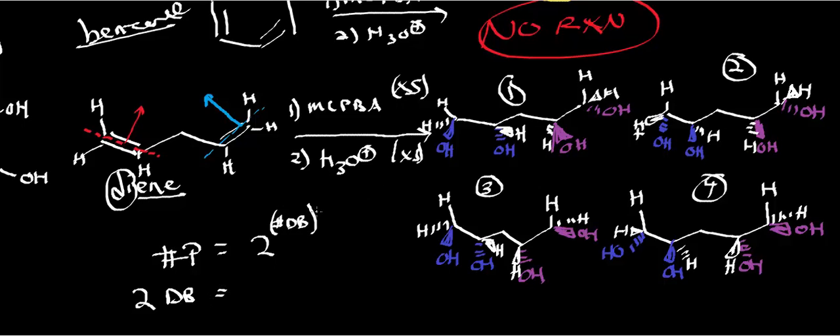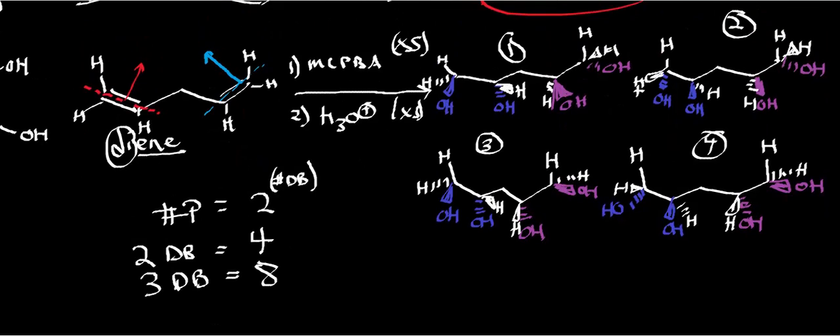So if I were to have 2 double bonds like I have here, how many products? Well, it's 2 to the 2, which is 2 squared, and that's 4. If I have 3 double bonds, I just put 3 in here on the exponent, and it's 2 to the 3rd, which is 8. So I should have 8. If I had 4 double bonds, I could get 16, and so on and so forth. Okay, so hopefully that makes a little bit of sense, and anti-dihydroxylation is clear to you now.